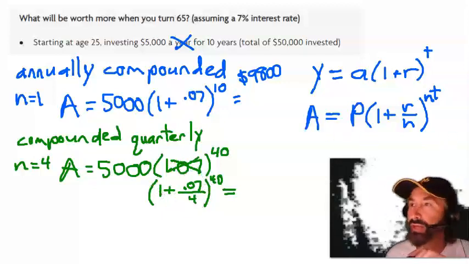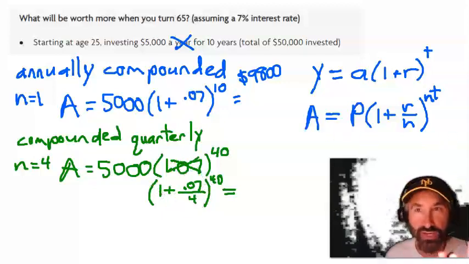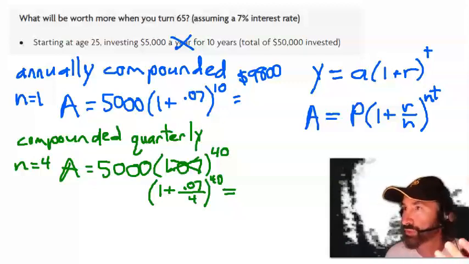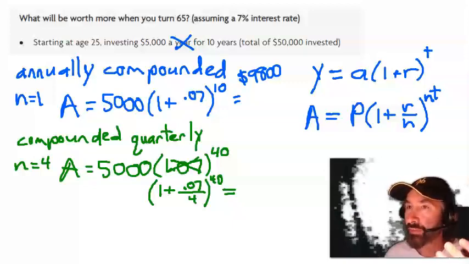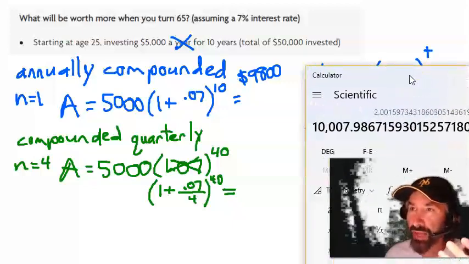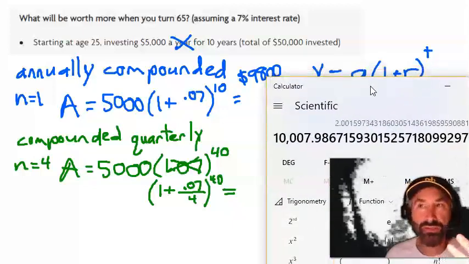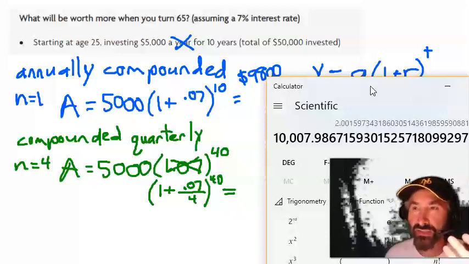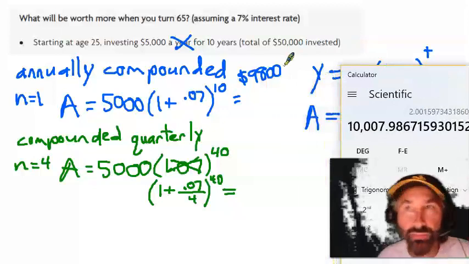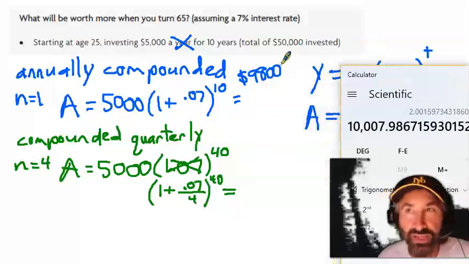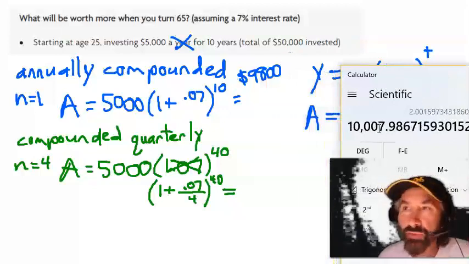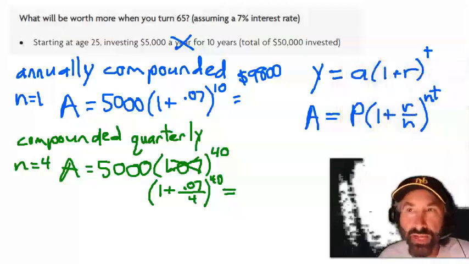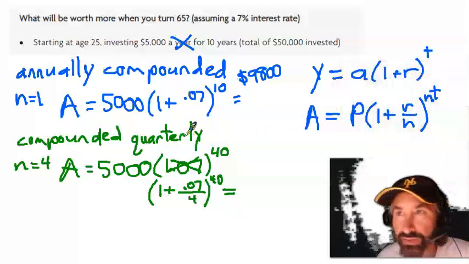Okay, with that idea in mind, you can pause the video and try it on your own, or let's check and see. Here we go. I'm about to show you mine. So here's what I got when I did the math. I came out with $10,007 and like 99 cents. I forgot to write down the previous amount. It was something like $9,800. And now we're getting $10,007. So we made about $200 more just because it was compounded quarterly.